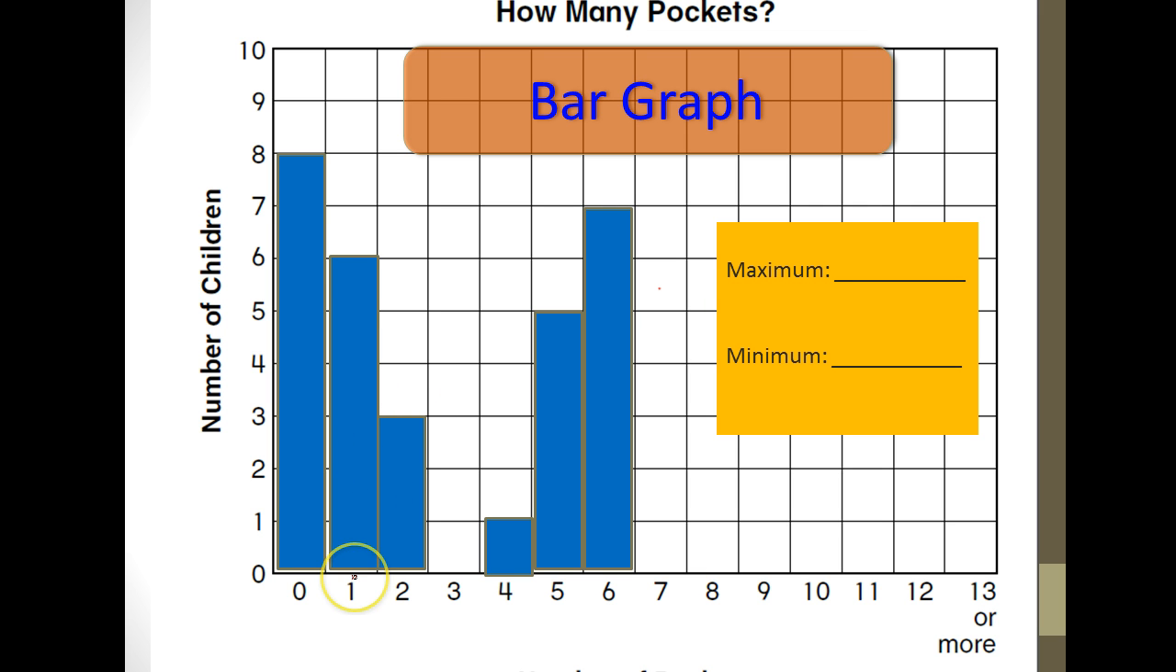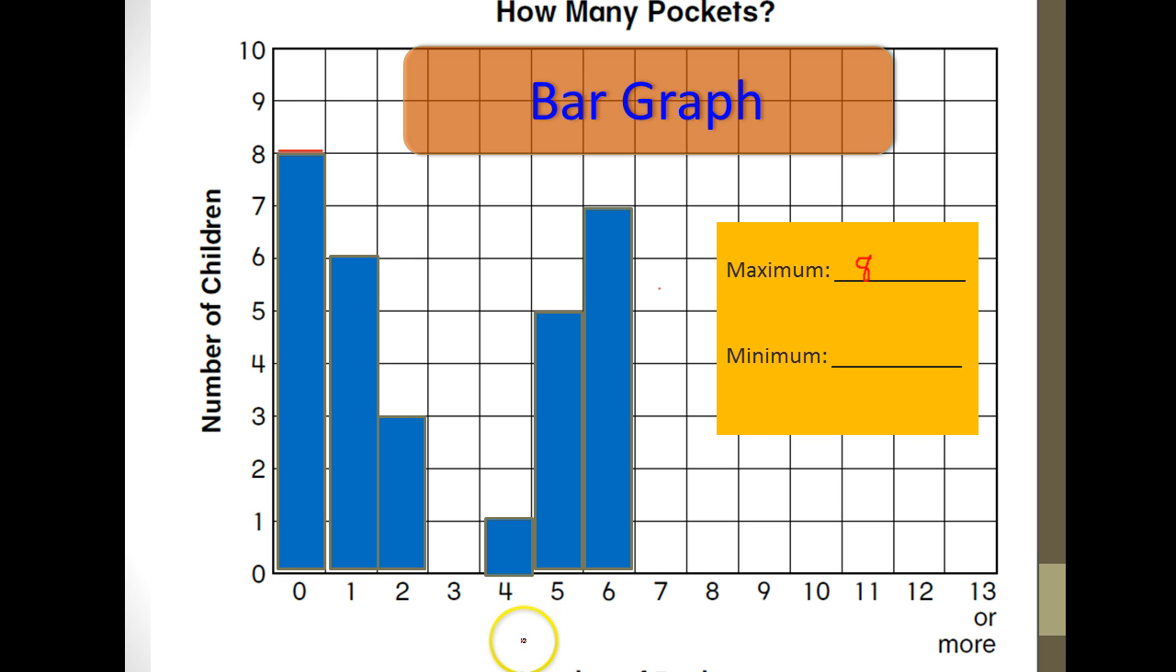So how many kids have 1 pocket? 6 kids do. How many kids have 4 pockets? 1 kid does. Again, when we're looking at the maximum, we're looking at the most or the largest amount. So the maximum, we can look at that easily with a bar graph and look for the highest bar, which is right here. This means that 8 children have 0 pockets. So the maximum is 8 children with 0 pockets.